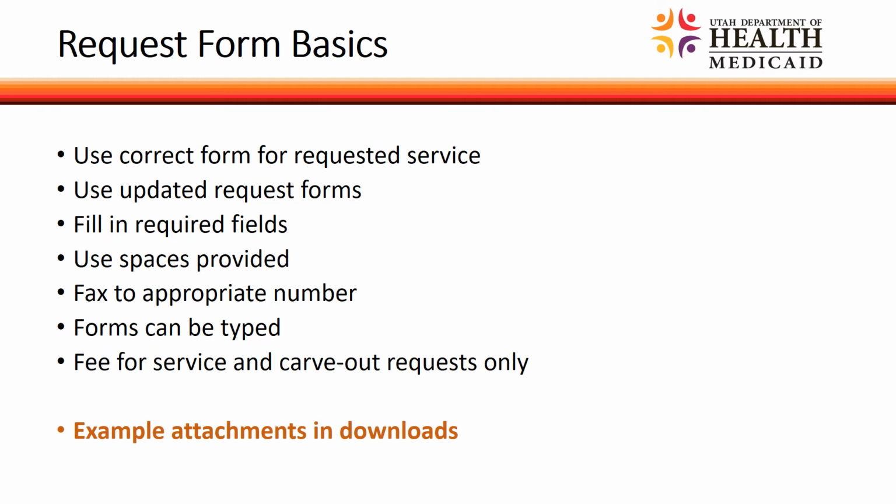Fill in all of the required fields on the form. Most of the forms have an instruction page that will inform you of the fields that are required. Be sure to use the spaces provided. Make sure to always fax the request to the appropriate number. The fax number will either be directly on the form or on the instruction page that goes with each specific form. It is important to remember the minimum necessary rule in regards to PHI and to send the least amount of information to the correct people in order to accomplish the intended purpose of the use, disclosure, or request. At the request of providers, all of the request forms are typable.